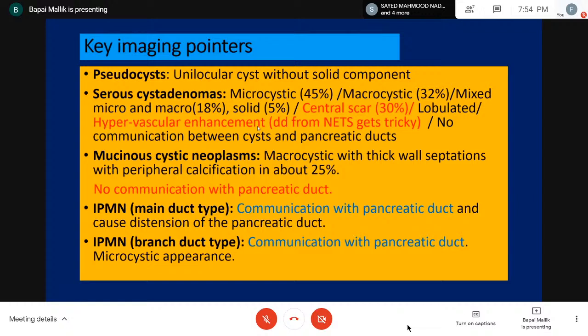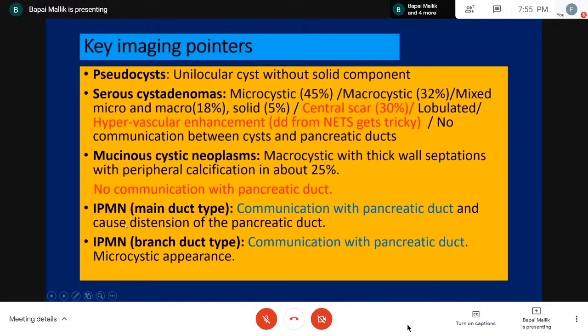You can come across situations where your gastroenterologist or your radiologist is going to tell you that it could be a serous cystadenoma, but I cannot exclude that it might be a cystic neuroendocrine tumor. In this lesion, there is no communication between cysts and pancreatic duct. In mucinous cystic neoplasms, they are macrocystic and the cysts have thick walled septations, and in about 25% of cases, there are peripheral calcifications. They do not communicate with the pancreatic duct.